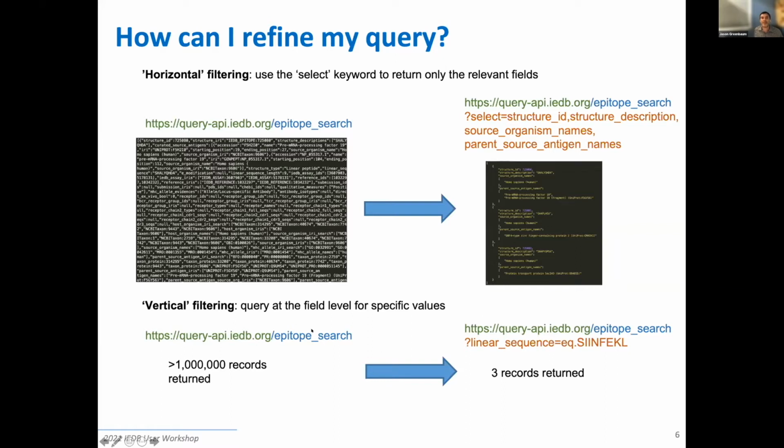If we just search the epitope table, we're going to get over 1 million records returned. Again, that's probably not what you want. You want to target your search somehow. And here we're doing our synfecal query for this linear sequence, and we get our 3 records of interest.